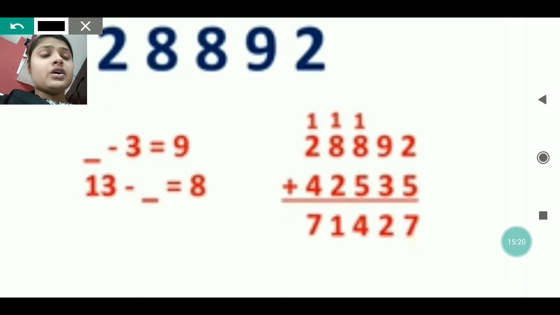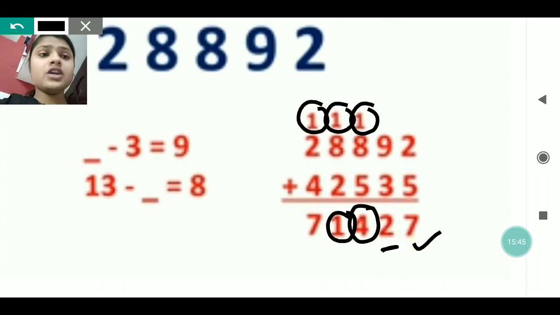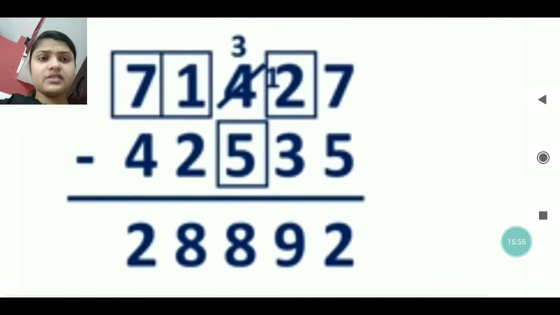See what we have done. The numbers which are present, we have just added, like 2 plus 5 is 7. 9 and 3 is 12, so 2 will be written down and 1 carried. 8 plus 5 is 13, plus 1 is 14, so 4 will be written down and 1 carried. 8 plus 2 is 10, plus 1 is 11, so 1 will be written down and 1 carried. 2 plus 4 is 6, plus 1 is 7, so you will get 71,427. Then 71,427 minus 42,535 gives 28,892.